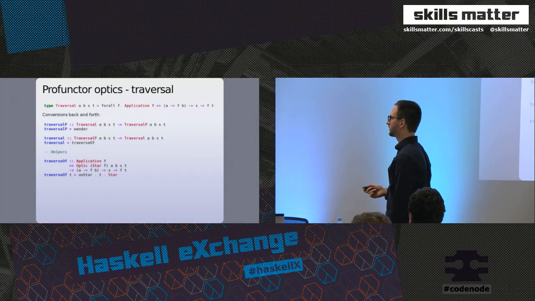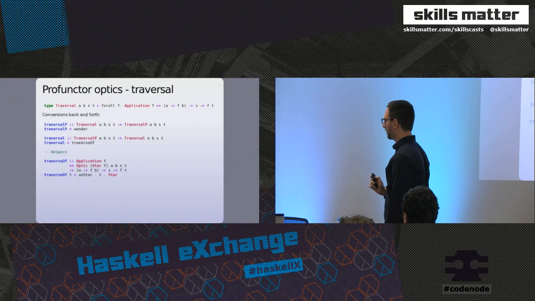And the traversal case is actually the easiest, I think. So here the conversion from the traversal to a traversal in a profunctor form is basically wander, because that's how wander was defined. And when we convert from traversal in a profunctor form to a traversal in van Laarhoven form, we instantiate the profunctor to Star f when f is applicative, and we just wrap and unwrap it. All right, so that's for the theory.